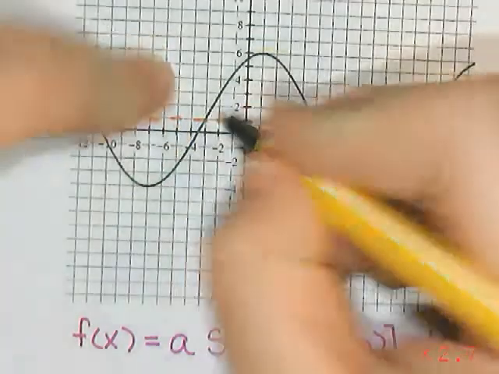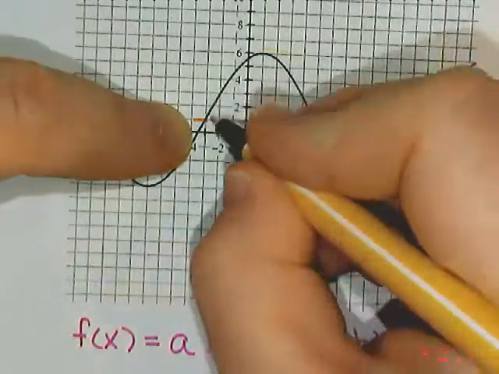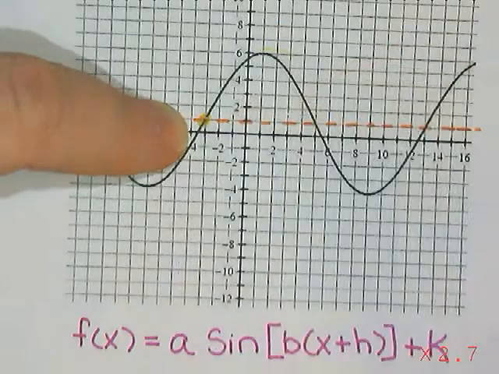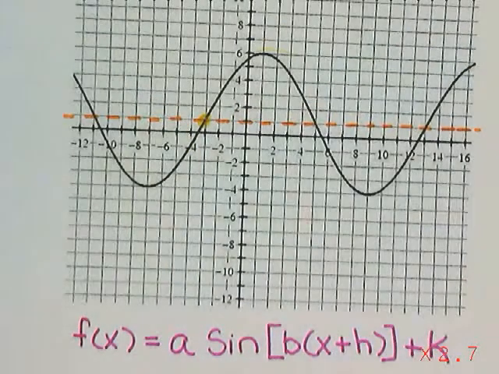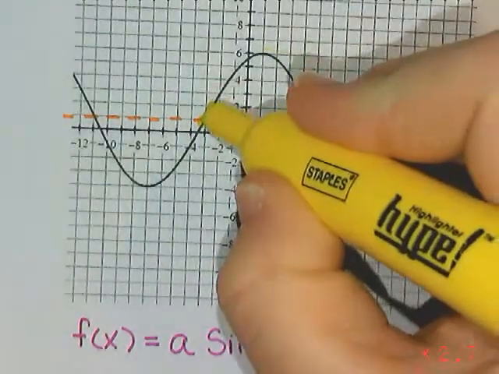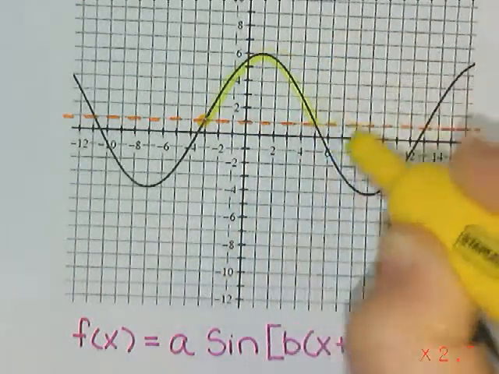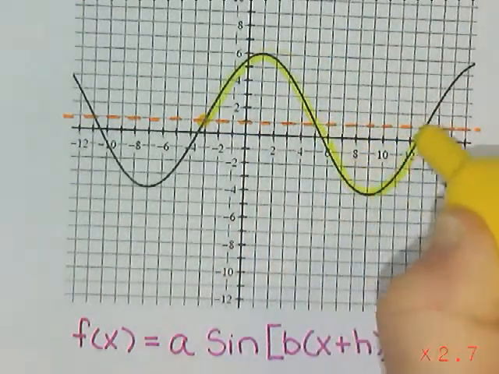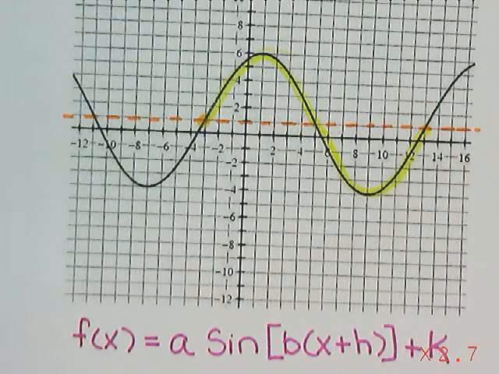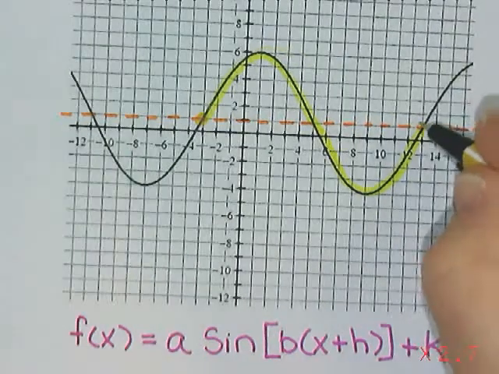I think I'd like to pick this one. So I'm going to say that we're going to start at this point here. And then one cycle of sine goes up, back to the midline, down, back to the midline. And then that pattern just repeats itself over and over and over again.